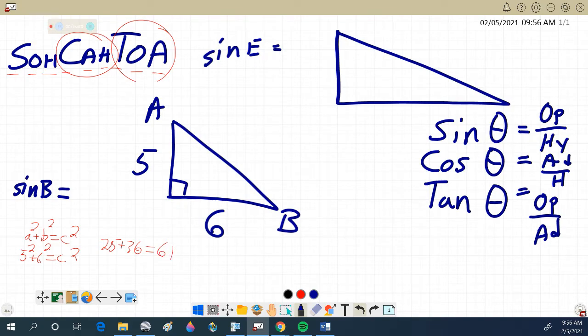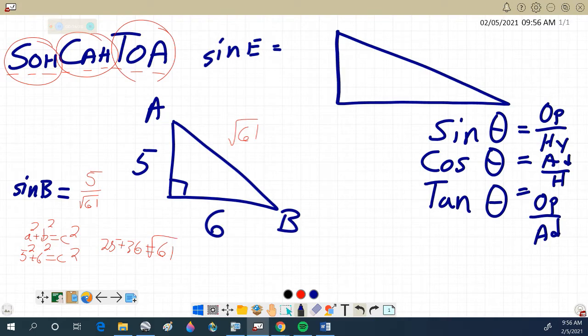What do I do to the 61? Square root it. And I get the square root of 61. Okay. What is the sine of b? Well, sine is O over h. So we get 5 over the square root of 61. Does everybody understand that? Now, here's a tricky thing that's really annoying, but we have to do it.